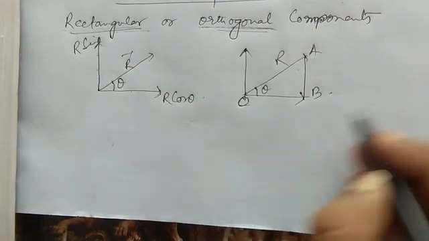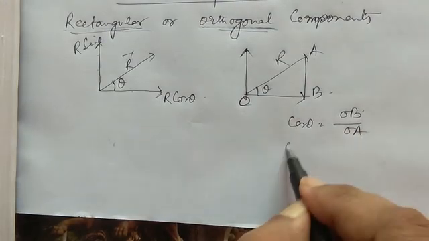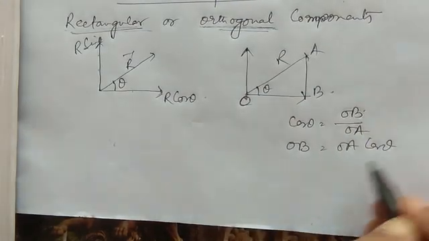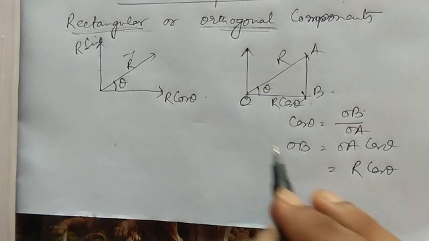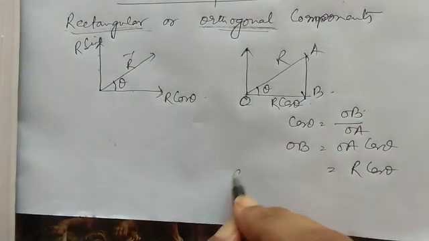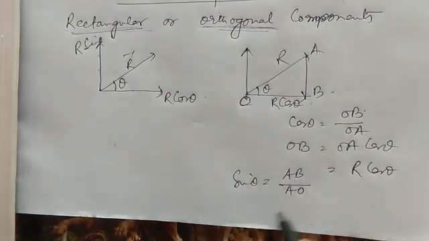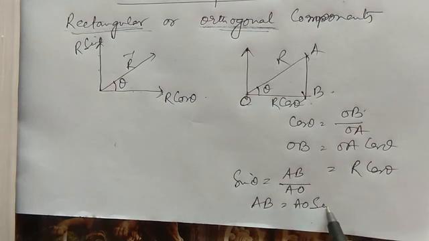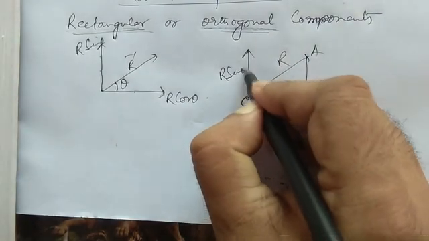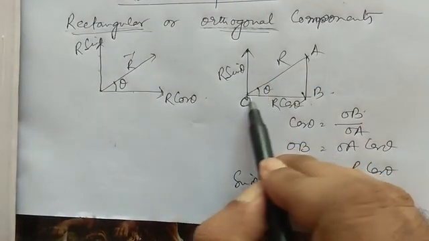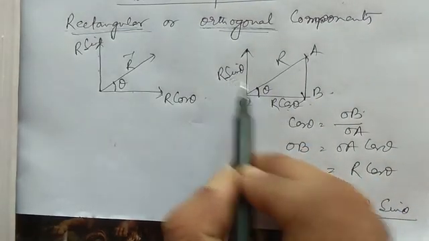Now what is OB? From this triangle, cos theta is equal to OB by OA. So OB is equal to OA cos theta. Now OA is R, so it becomes R cos theta. Similarly, sin theta is AB by AO, so AB is equal to AO sin theta, and AO is R, so this component is R sin theta. Now the component containing the angle is cos, and the component not containing the angle is sin.